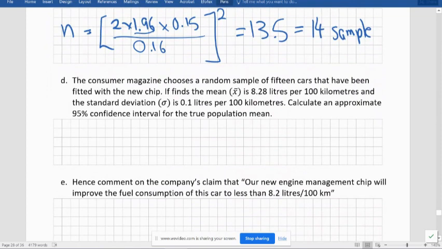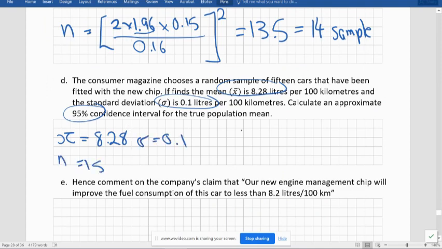The consumer magazine chooses a sample of 15 cars that have been fitted with the new chip. It finds the mean is 8.28, so there is our X bar, and the standard deviation is 0.1 litres per 100. Calculate the approximate 95% confidence interval. All right, so let's just put them in our calculator. We'll put in our standard deviation of 0.1 and the n value of 15, and we'll create a confidence interval as such. Hence, comment on the claim that our new engine management chip will improve the consumption of the car.